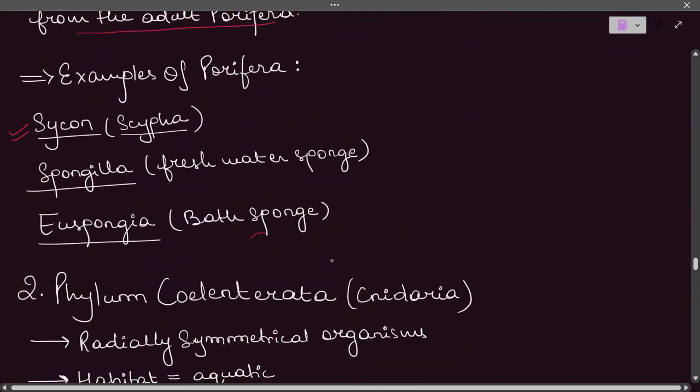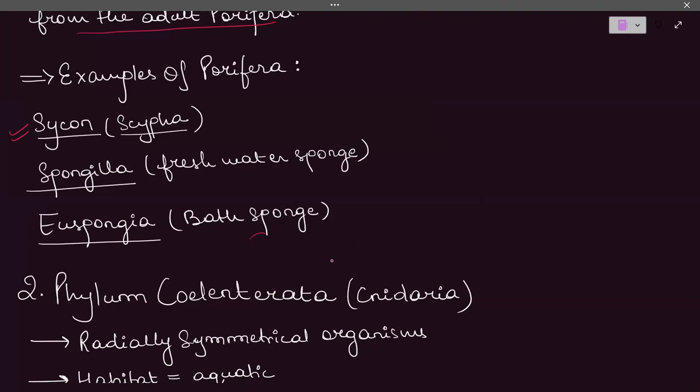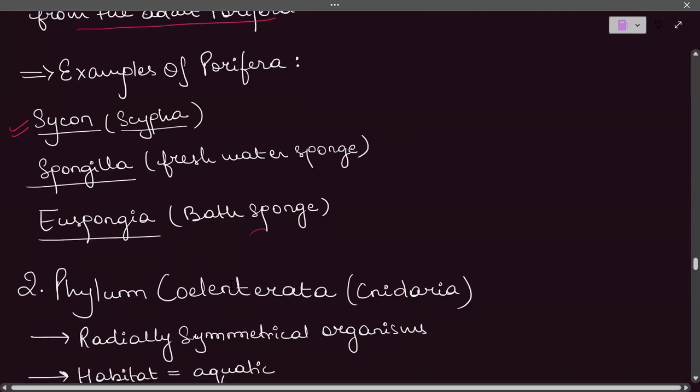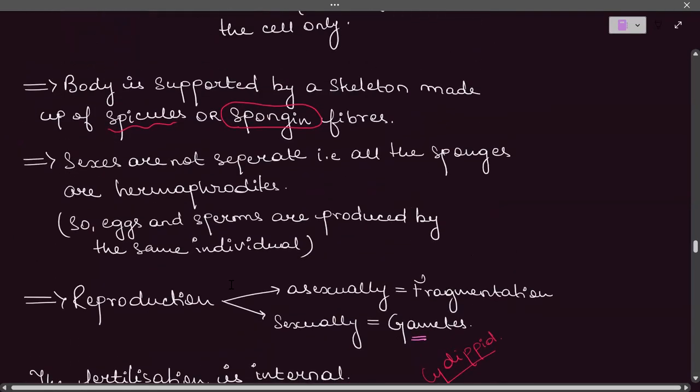Now the examples of Porifera: Sycon, Spongilla, Euspongia, and all of their common names are also very important to remember, such as freshwater sponge for Spongilla, and Euspongia is the bath sponge. So phylum Porifera is clear.